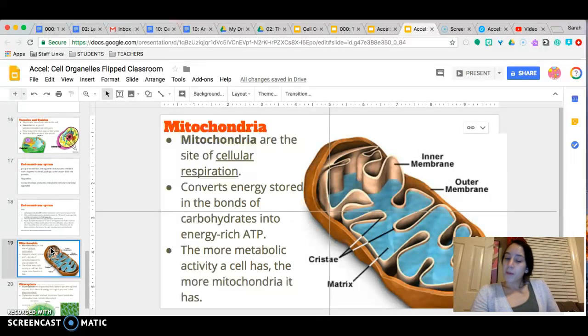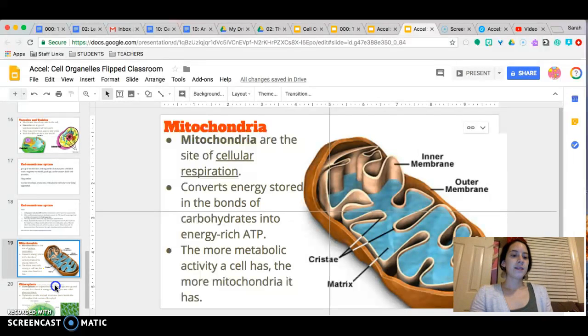And so the more metabolic activity a cell has, the more mitochondria it has. So in other words, think of your muscles, which have a ton of mitochondria in them. Your different organs and your different areas of your body might have more of one organelle than another, depending on the purpose of that organ. So like I said before, your liver is going to have a lot more lysosomes in it. Same thing, your muscles are going to have a ton more mitochondria because they need all of that type of energy.